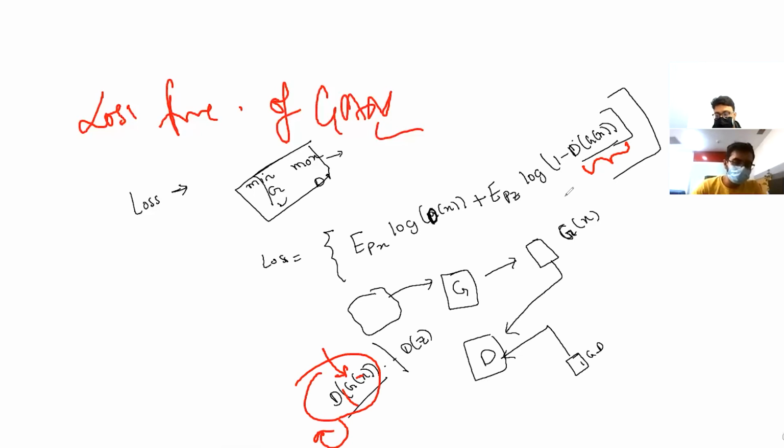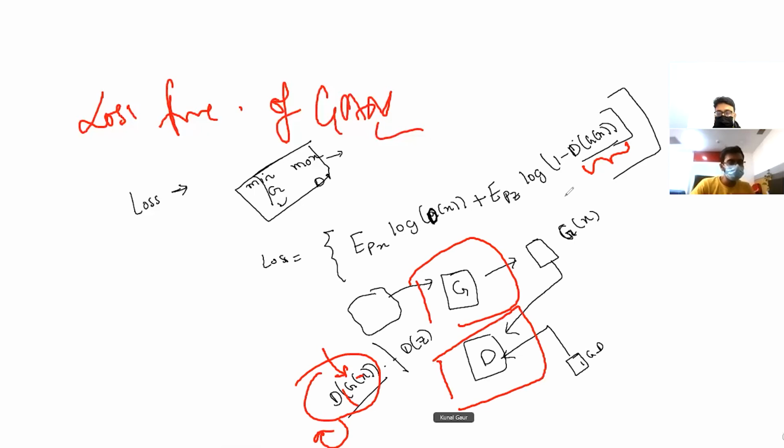And that's why we are minimizing the generator loss and maximizing the discriminator loss. That is true? Yes, sir. We are minimizing the generator loss and maximizing the discriminator loss. Is it true? Yes, sir. Okay, why are we maximizing the discriminator loss?